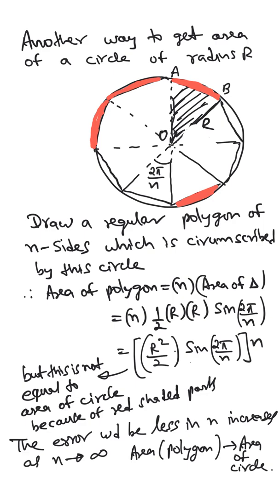But this is not equal to the area of the circle because these red portions are missing. The total polygon area is slightly less than the area of the circle. But if we continue to increase the number of sides of the polygon, then this error area is less and less. So the difference between the area of the polygon and the area of the circle decreases as n becomes more and more, and in the limit n tends to infinity, we can say that the area of the polygon becomes approximately equal to the area of the circle.